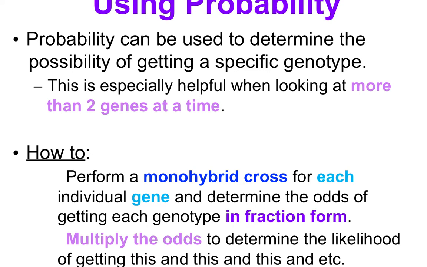Probability can be used to determine the possibility of getting a specific genotype or the genes that are involved. This is especially helpful when you're looking at more than just 2 genes at a time. We want to know the probability of, maybe, getting a blonde-haired, blue-eyed child. So perform a monohybrid cross for each individual gene, determine the odds of getting that genotype in fraction form, and then multiply those odds together to determine the likelihood of getting this, etc. So we want to use probability to determine what our genotype options are going to be.